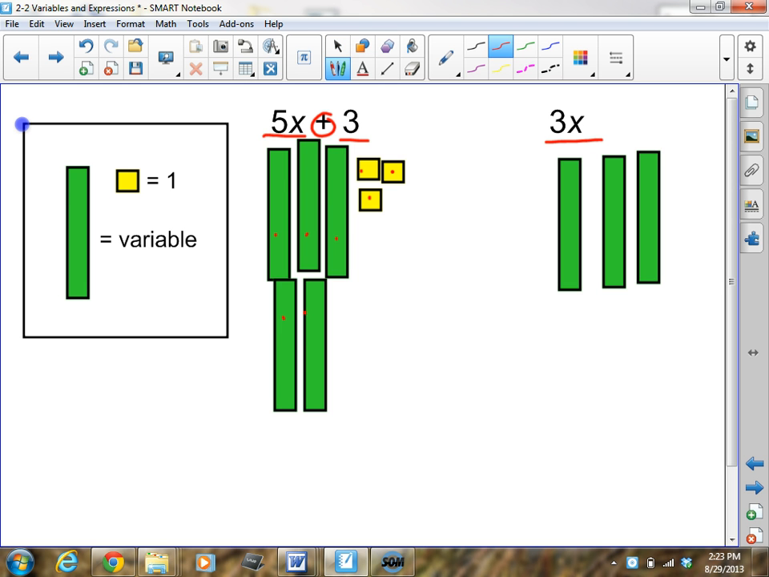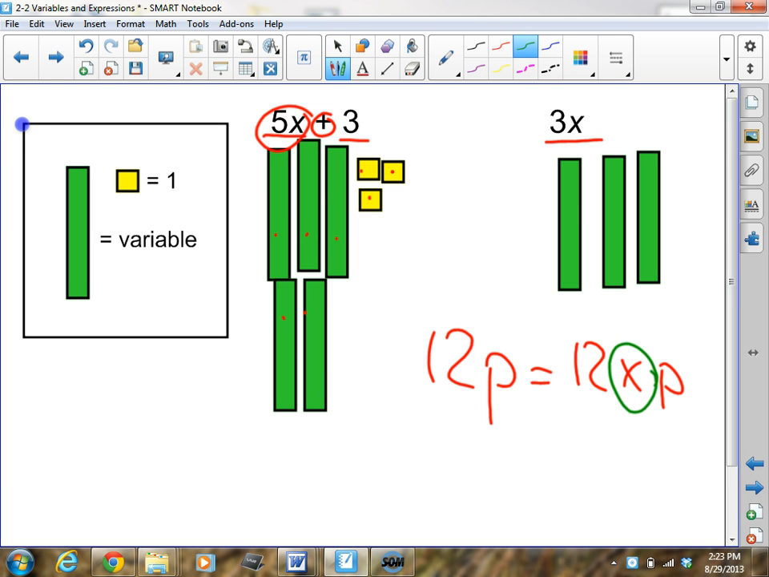Now, I believe you already know this. In fact, you should already know this. But whenever you see a number right next to a variable, that means times. So we can write this, that's the same thing as 12 times p. We don't write the x anymore because it sure looks like an x, and we use a lot of x's in our algebra. So we don't use this sign anymore. Whenever you see 5x or 12p or 3x, that simply means 3 times x, or 5 times x, or 12 times p. So I want to point that out as well.